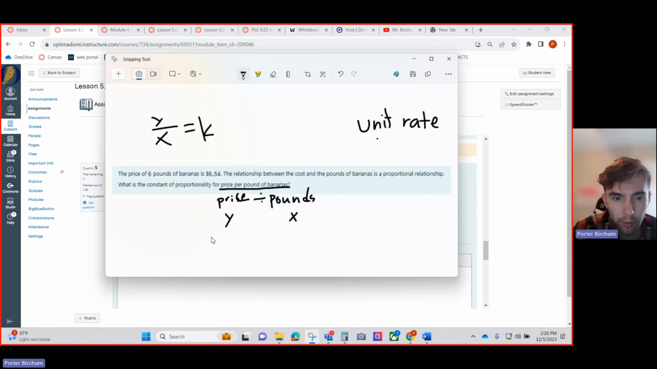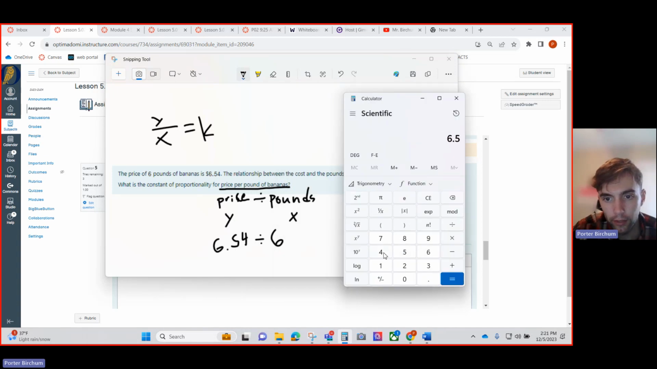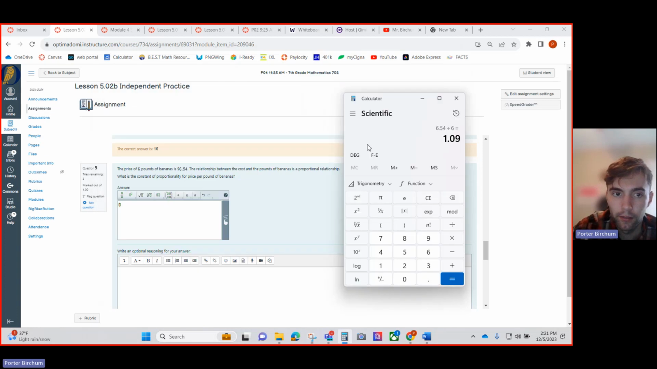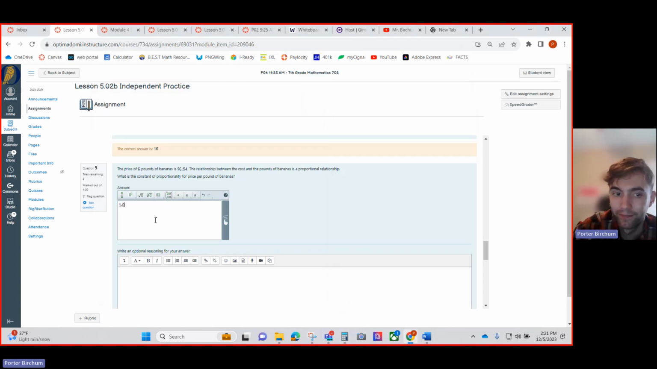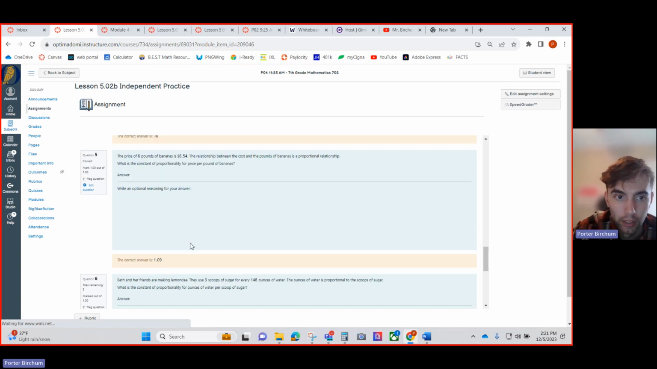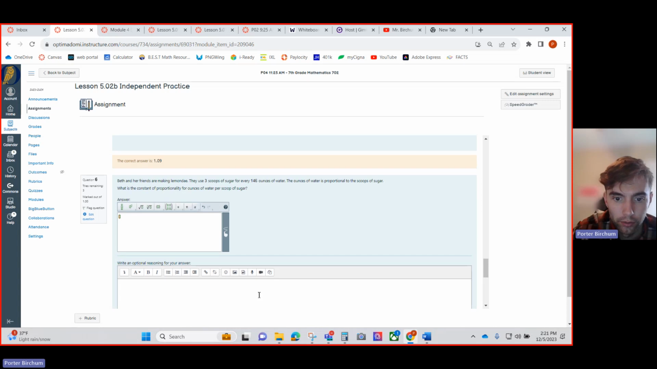And let's see, what is our price? Oh, 6.54. And our pounds is 6 for this problem. So what is 6.54 divided by 6? 1.09. That is the constant of proportionality and also the unit rate too. Huh. Look at that. Question 6.